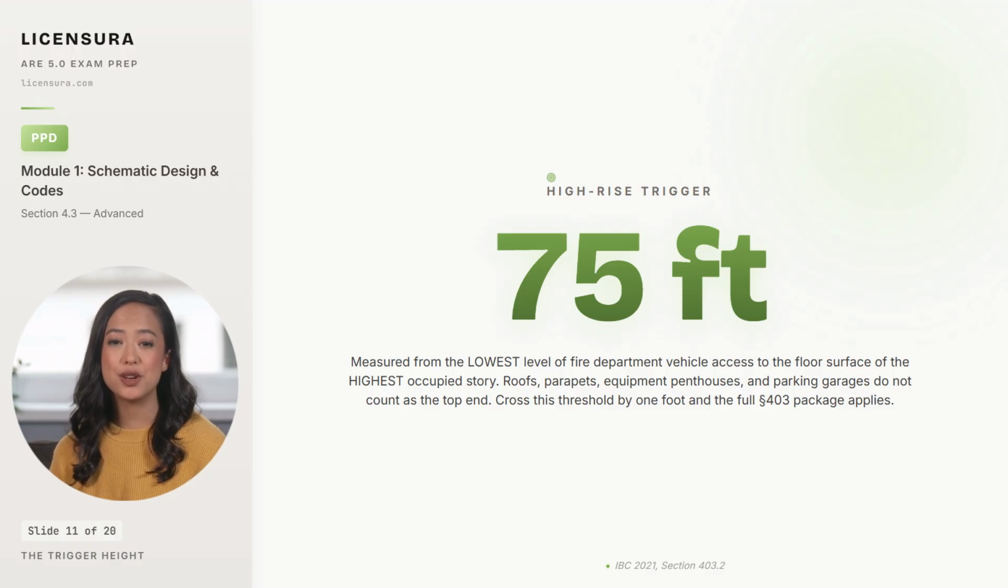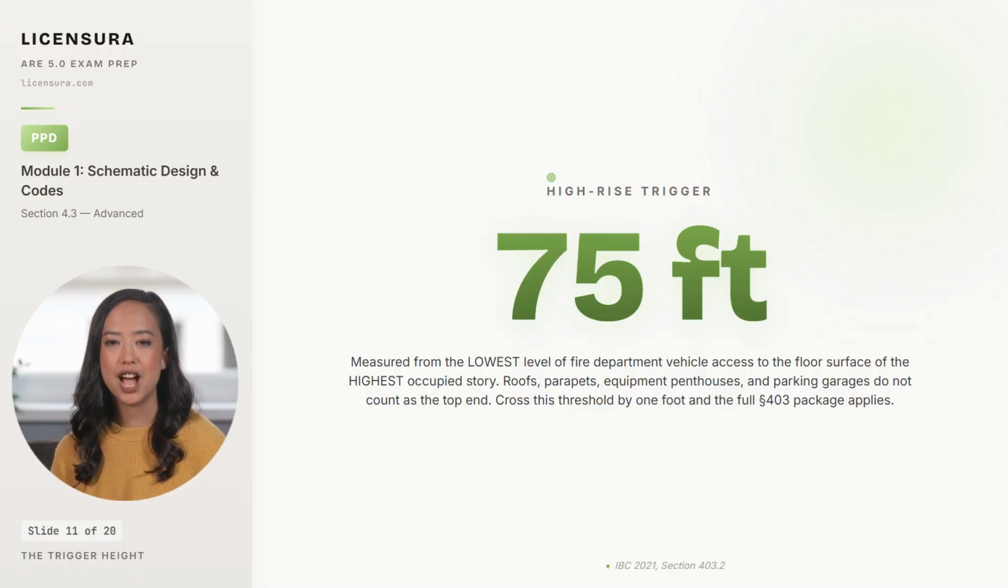The number itself is easy to remember. The geometry of the measurement is what trips most architects up on exam day. The bottom end is the lowest level of fire department vehicle access, not grade, and not the lowest occupied floor. If a fire truck can drive up to a lower elevation around the back of the site, that lower elevation governs. The top end is the highest occupied story, not the roof, not the parapet, not an equipment penthouse, not the top of a parking garage.